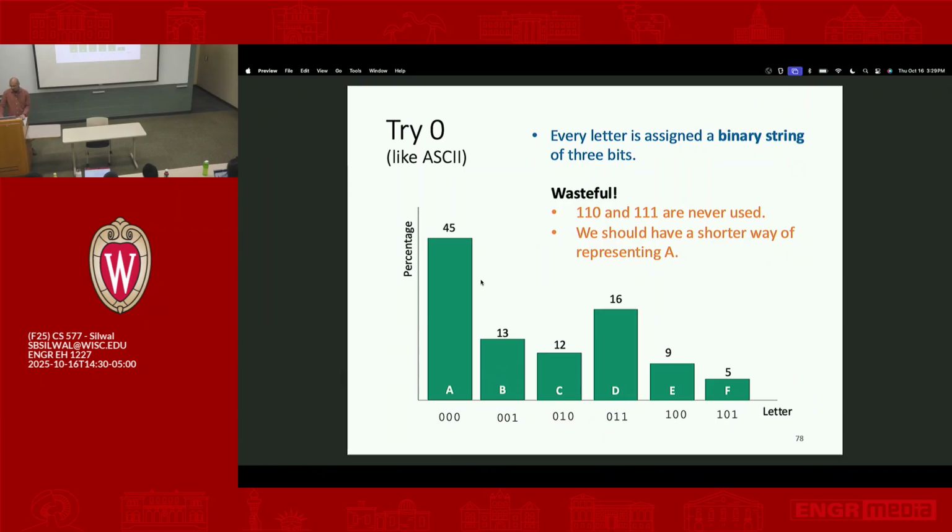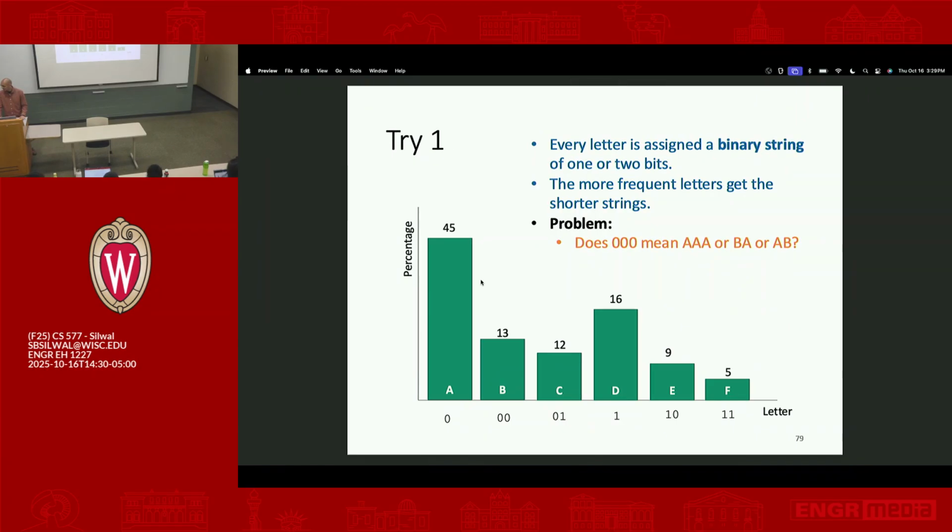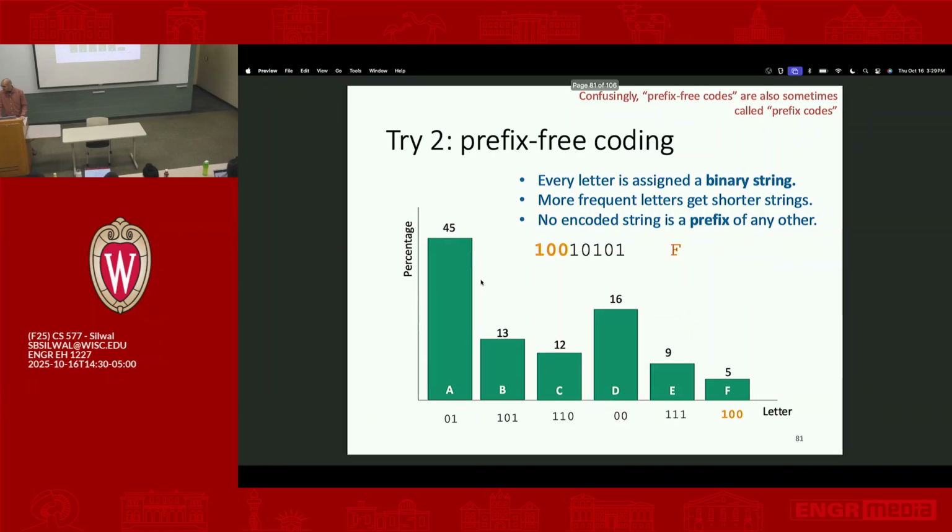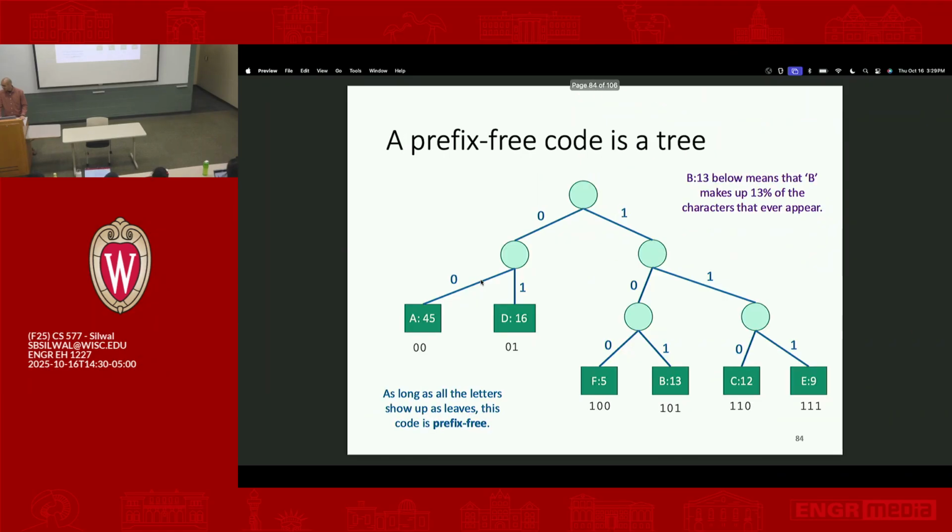So how do I model this mathematically? My goal is to come up with a tree. The leaves of the tree will be the individual letters, and this 45 means 45% of the time I have an A. Now I go from the root to the leaf, and that's how I encode every letter. So A is going to be encoded as 0, 0. B will be 0, 1. F would be 1, 0, 1, 0. And so on.